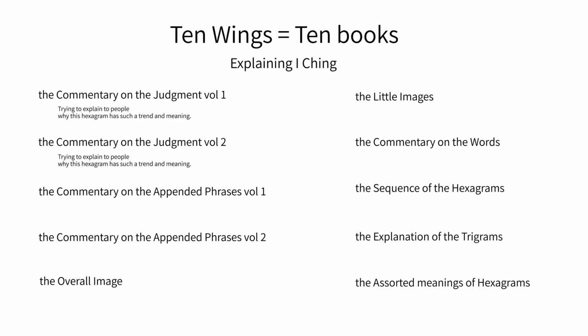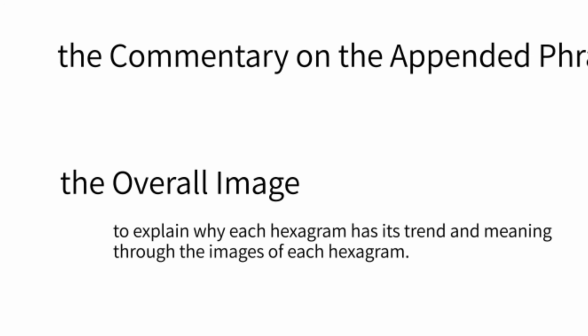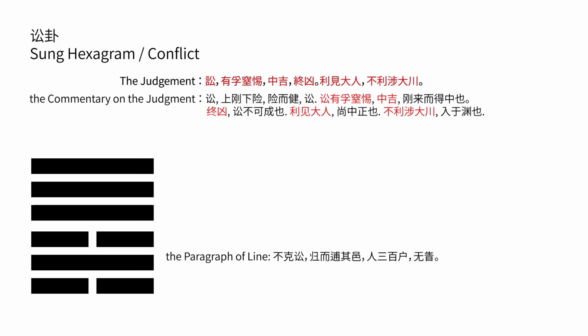The paragraphs of the Commentary on the Judgment, Volume 1, record the commentary on the judgment of the first 30 hexagrams, and the paragraphs of the Commentary on the Judgment, Volume 2, record the commentary on the judgment of the remaining hexagrams. The overall images are to explain why each hexagram has its trend and meaning through the images of each hexagram. What are the images of each hexagram? In each hexagram, except for the paragraphs, the other parts are the images of each hexagram.